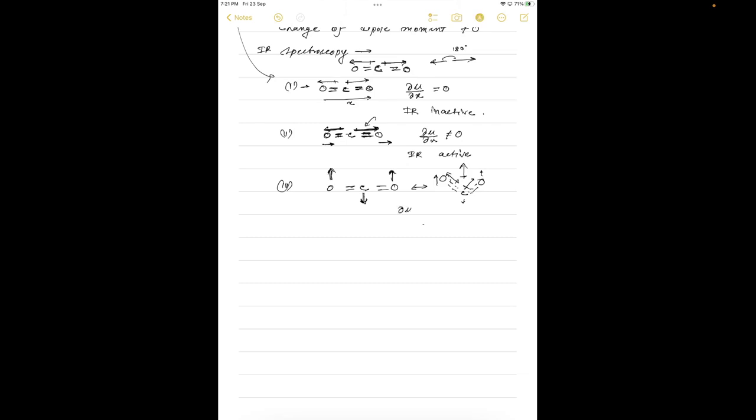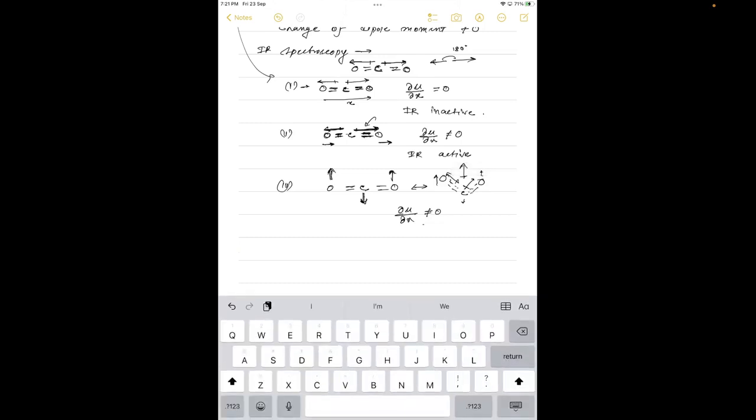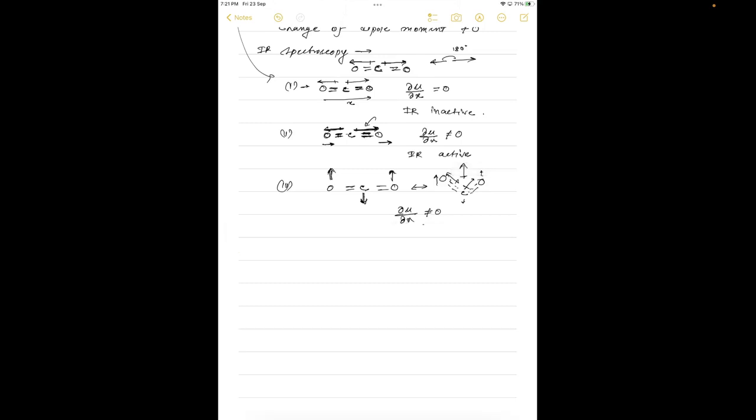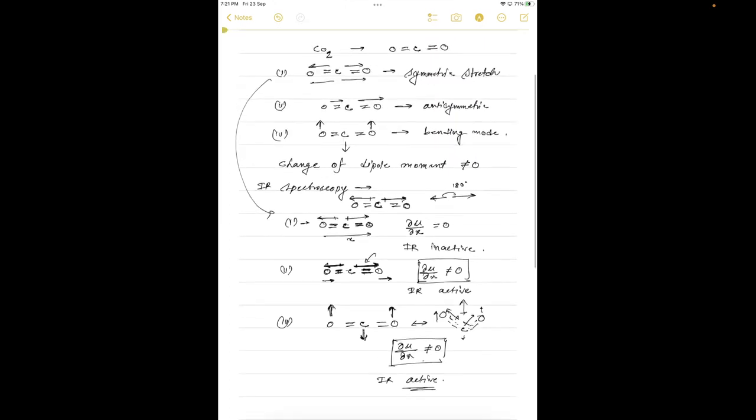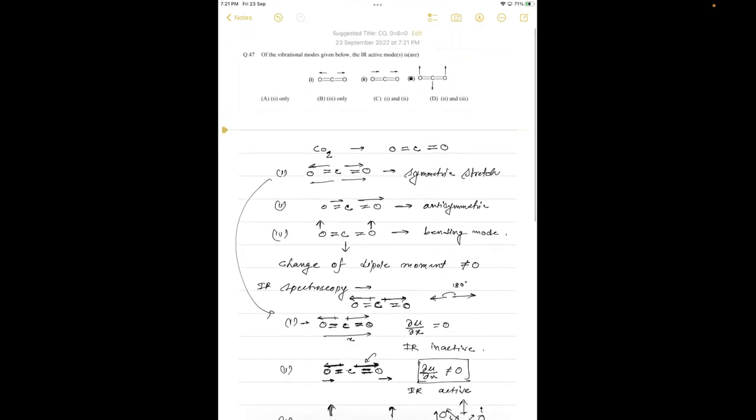So in this case also, del mu del x is not equal to 0 due to the motion itself, not the molecule, due to the motion. That's why this bending motion is also IR active. So out of the following three modes, option 2, the antisymmetric stretch, and option 3, the bending vibrational motion, will be IR active. So option D is the correct answer, 2 and 3.